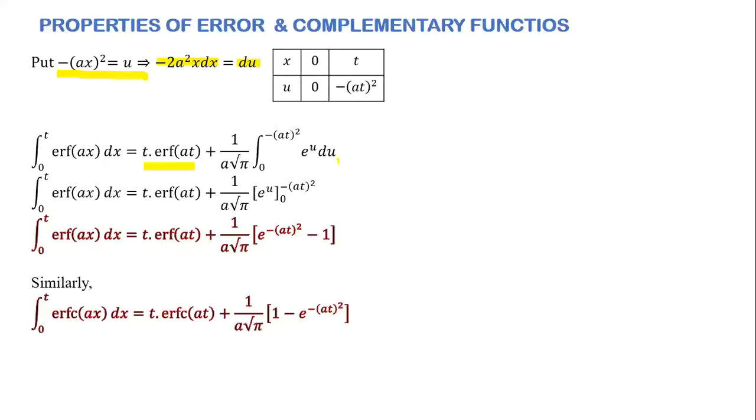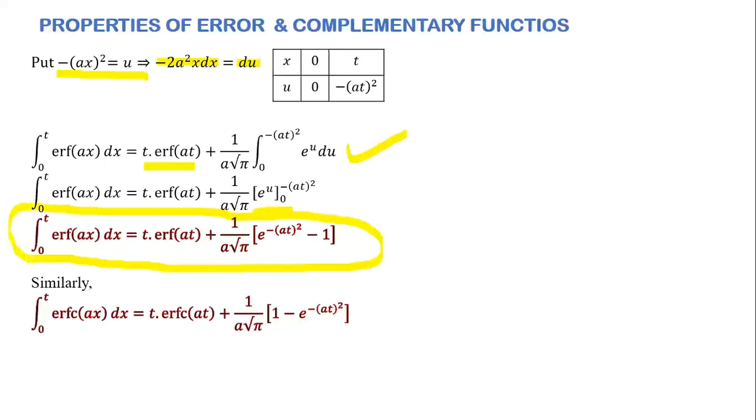To refer to this step, you can check the previous equation. Now, 1 upon a root pi as it is, the integration of e raised to u is e raised to u, where limits are from 0 to minus at square. Just put the upper limit and lower limit, and you will have this final result. So this is the integration of error function from 0 to t.